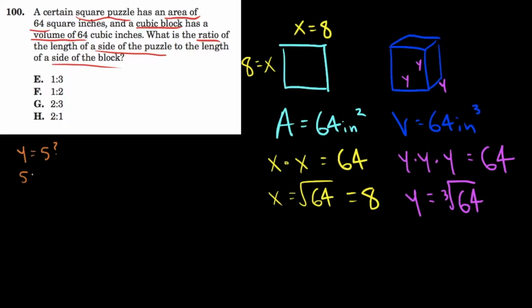Let's see, 5 times 5 times 5. That would be 25 times 5, and that's... Nope, not looking good. That's 125. So the answer to that question was no. We wanted 64. We got 125. I'm going to try something a little bit smaller this time because 125 was too big. So this time I'll ask, is y equal to 4?